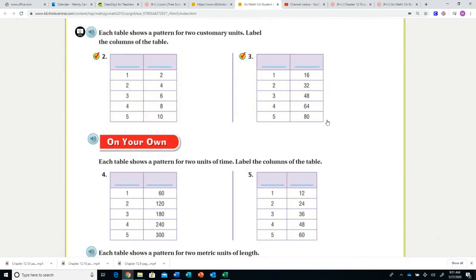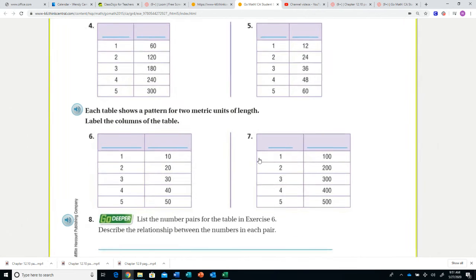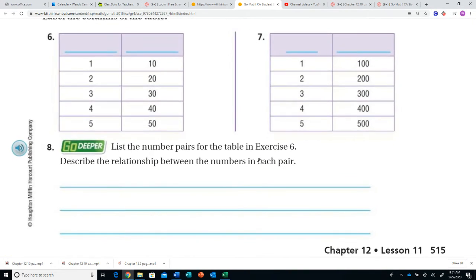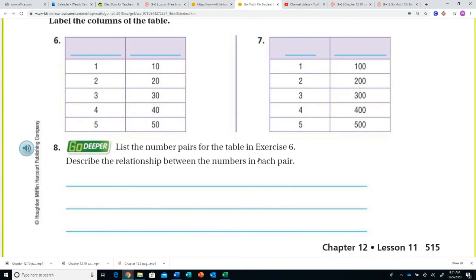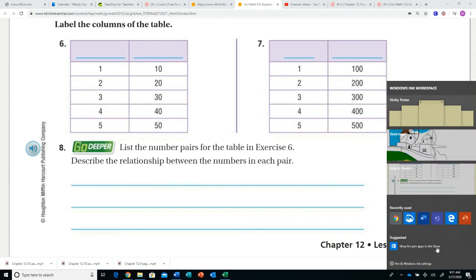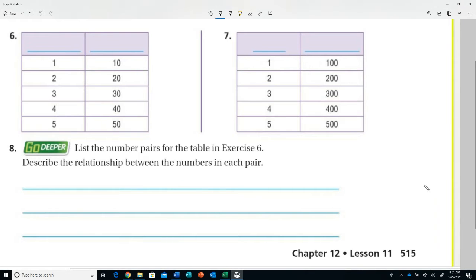Like I said, it's kind of a scavenger hunt of information, using the information given to you to figure out what you need. Let's see if I can get the last bottom questions here. Having the directions is always helpful. And there we go. Number 6. Label the columns of the table. 1 to 10, 2 to 20, 3 to 30, 4 to 40, 5 to 50.